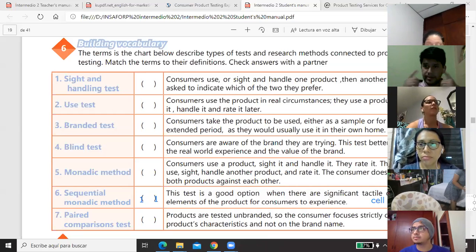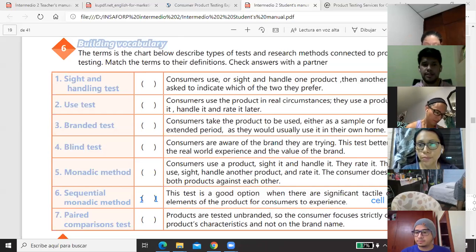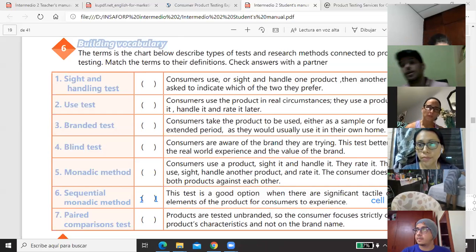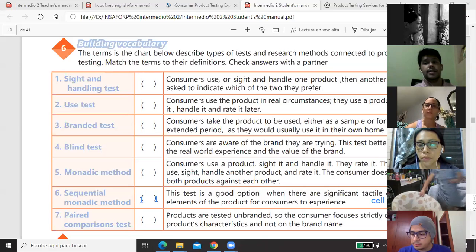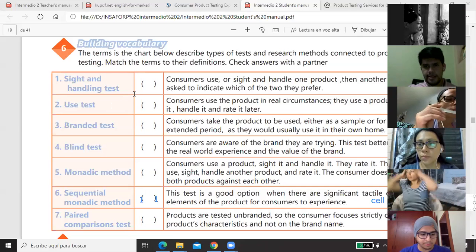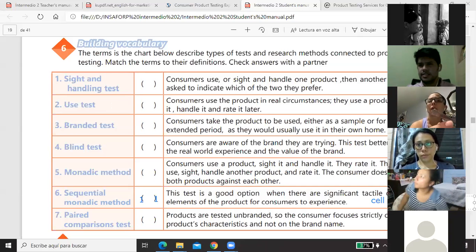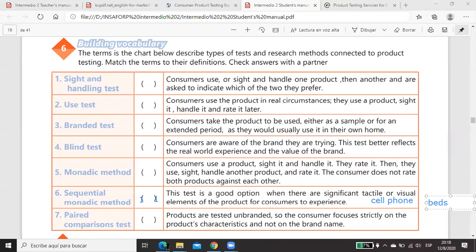So it comes through your eyes first. It goes through your eyes first. Hey, good. So that was this type of testing, the sight and handling. So if we have a lot of visual information, we use it. Visual and physical or tactile information. Great. Then we also have the use test. Okay. So do you remember which of these definitions is the use test?